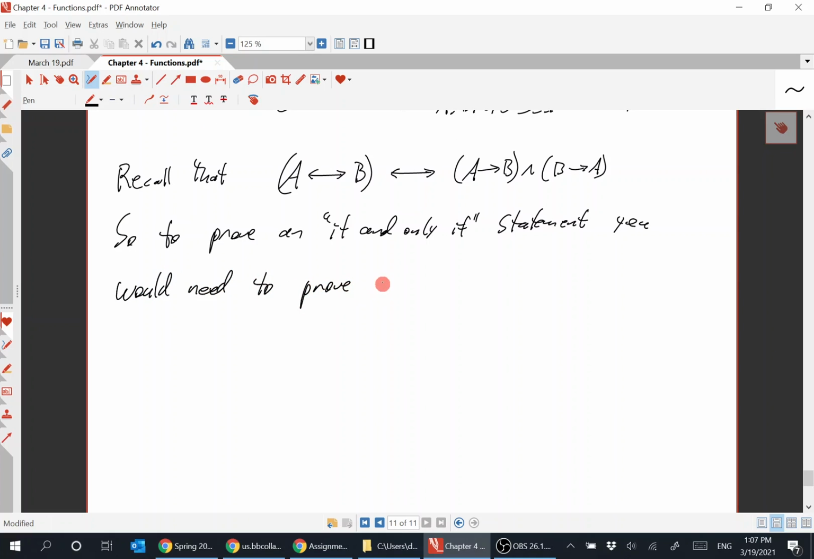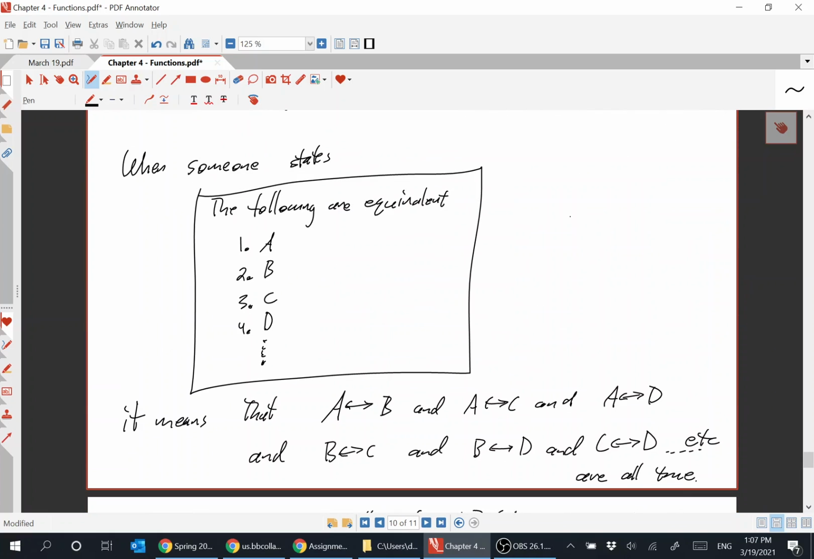To prove two implications. So here, if you're saying the following are equivalent, A, B, C, D, E.